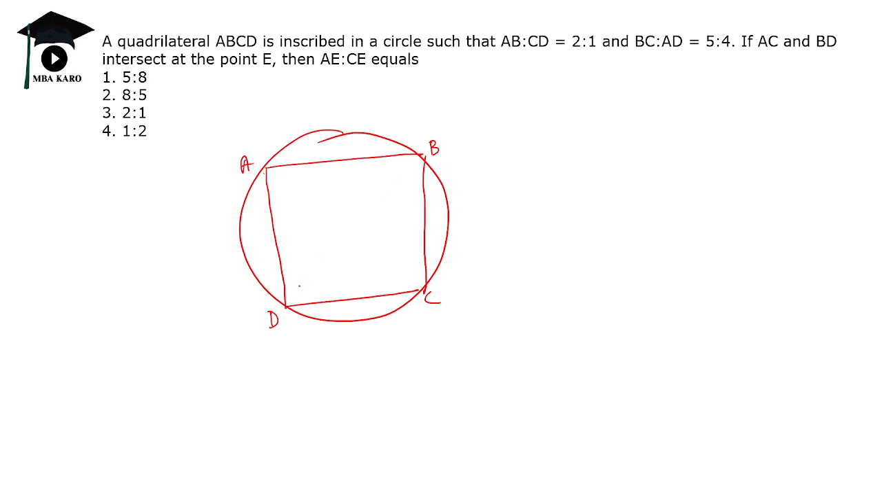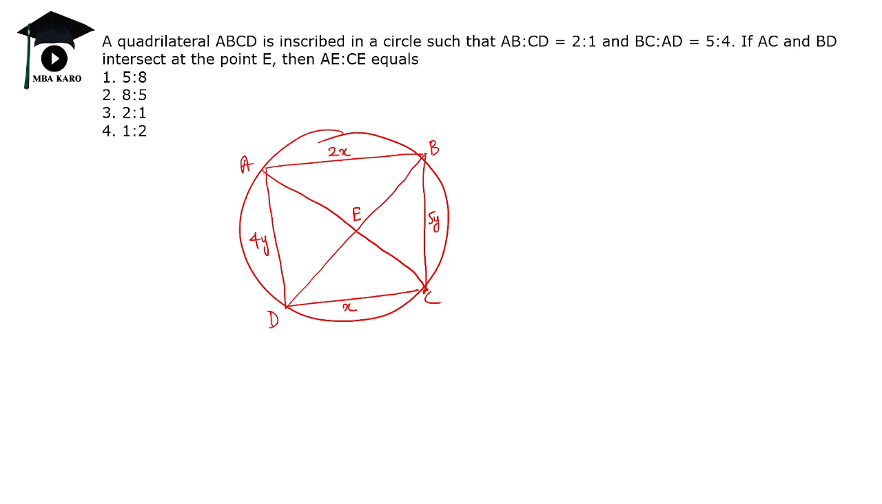BC ratio AD is 5 ratio 4. And these two diagonals intersect at point E. So AB ratio CD is 2:1, so let us say the sides are 2x and x. Similarly, BC ratio AD is 5:4, so let's take 5y and 4y. Now we need to find AE ratio CE.